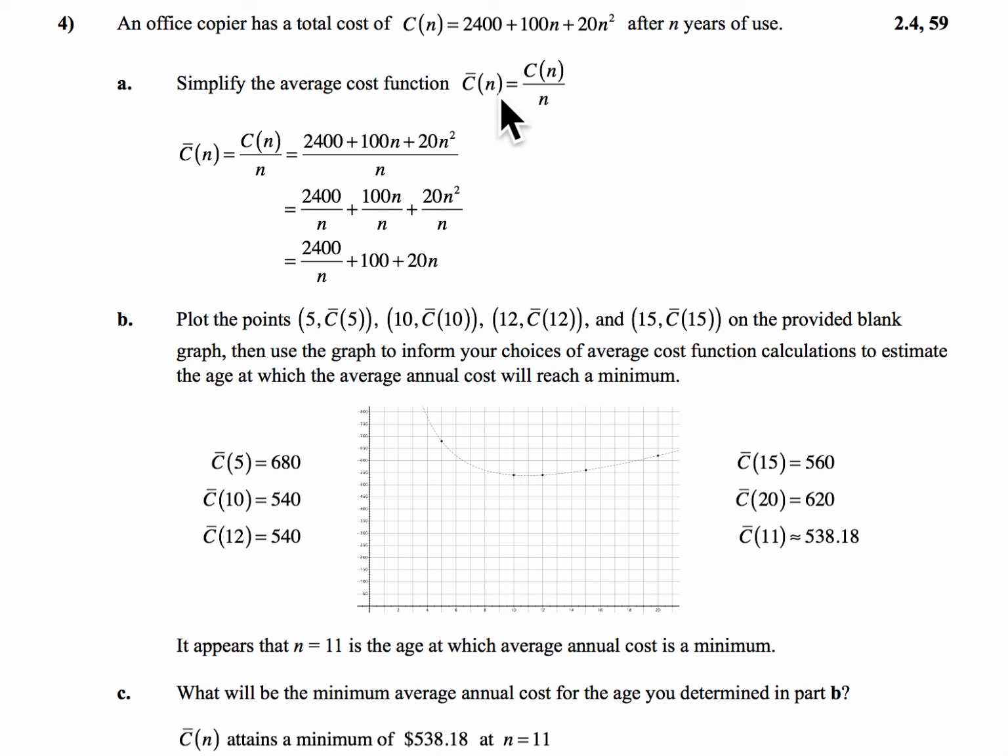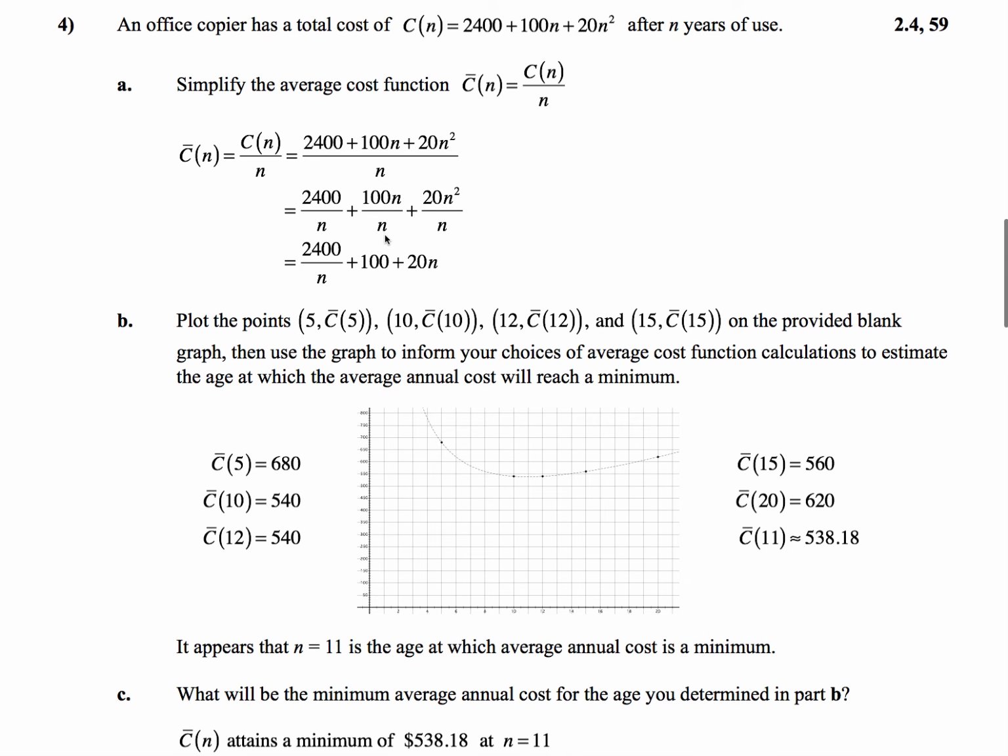Well, the average cost function is just the cost function in the numerator divided by the number of years n in the denominator. To simplify that, you want to split this up into 3 separate fractions. So the first term, 2400, is placed over n, and 100n is placed by itself over n, and 20n squared is placed by itself over n.